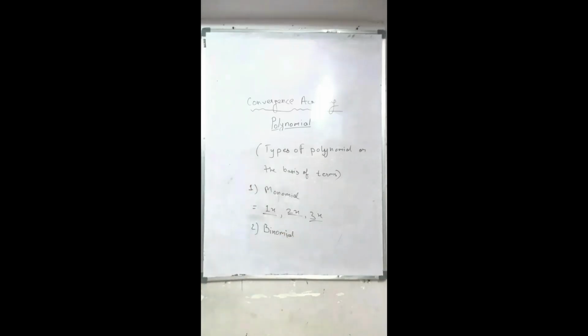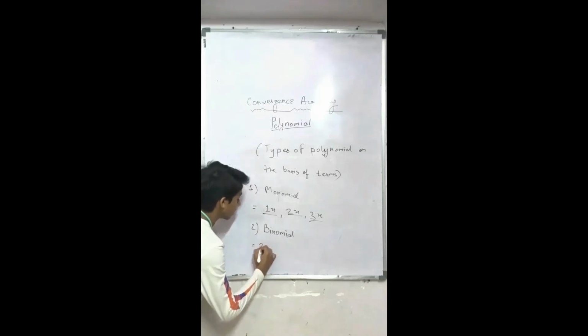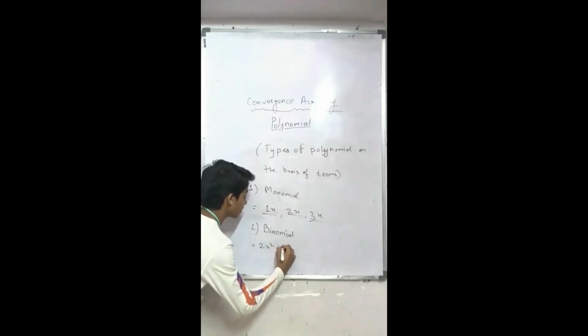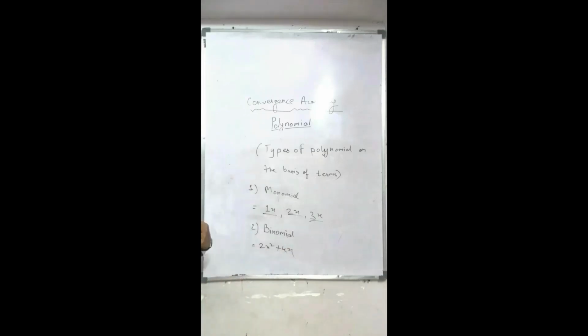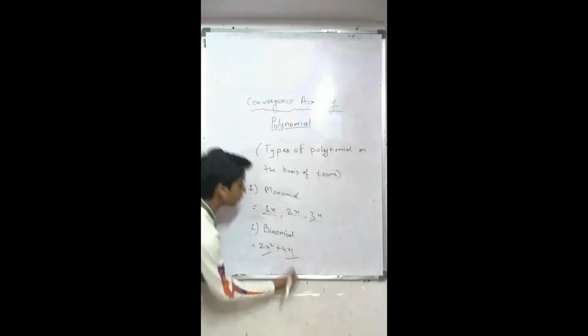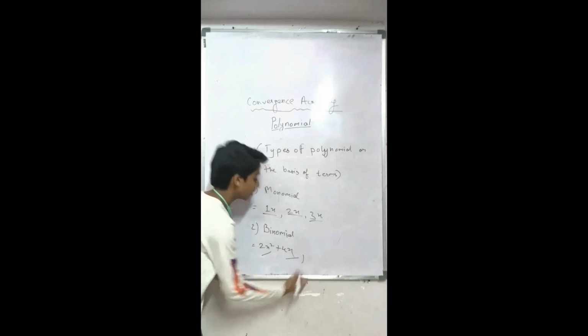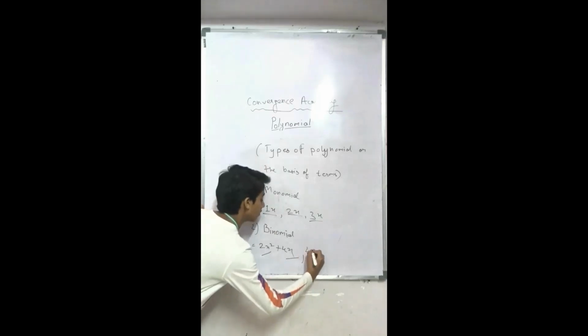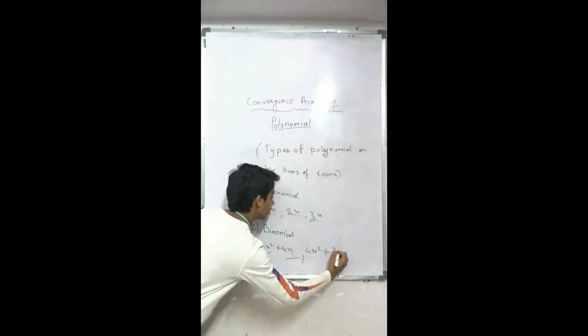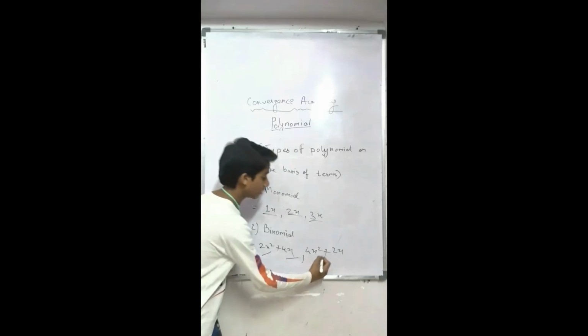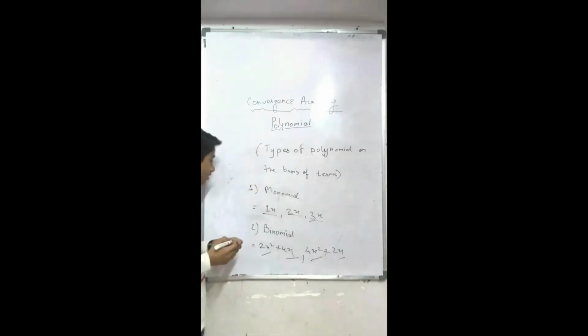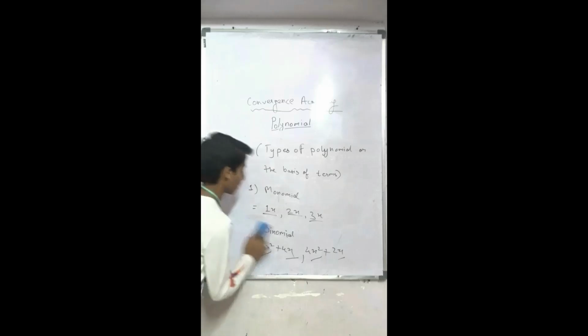So what is binomial? Binomial is that which has only two terms. Okay, just like so. How many terms do you see here? 1 and 2. Okay, so one more example we'll take. So how many terms do you see here? 1 and 2. Okay, so the next one is trinomial.